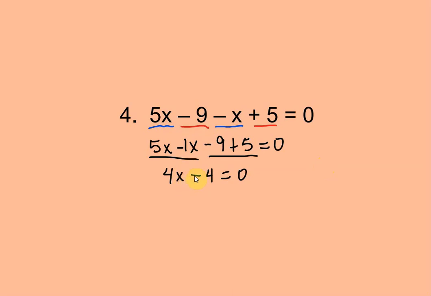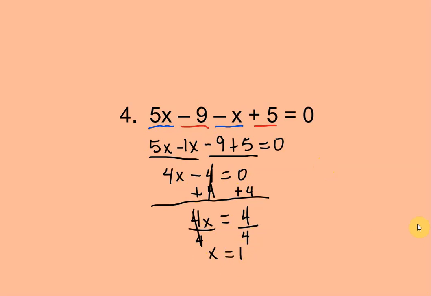So to get the x by itself, the first thing we do is undo addition and subtraction. So I'm going to undo minus 4 by adding 4. And again, do it to the other side of the equation. And that gives us 4x equals 4. And then the last step would be to divide by 4, which gives us x equals 1.